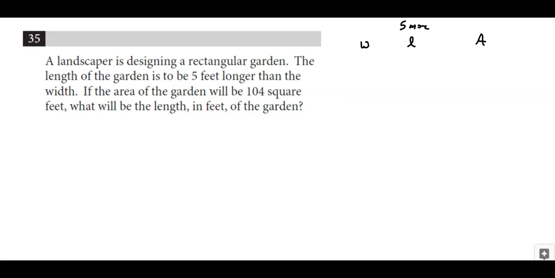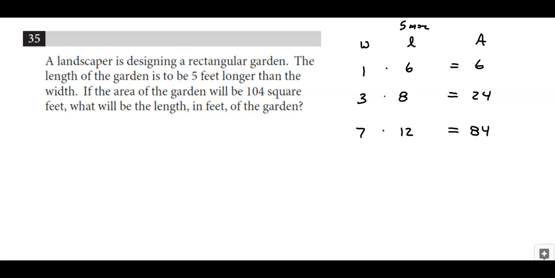And you can just start trying some numbers. If I started at 1, if the width was 1, the length would be 6, because that's 5 more. But then your area would only be 1 times 6. So then I might jump to maybe 3. And I'd say, well, if the width is 3 and the length is 5 more than that, still way too small. So maybe I jump to 7. If the width is 7, 5 more than that would be 12. And now I'm up to 84.